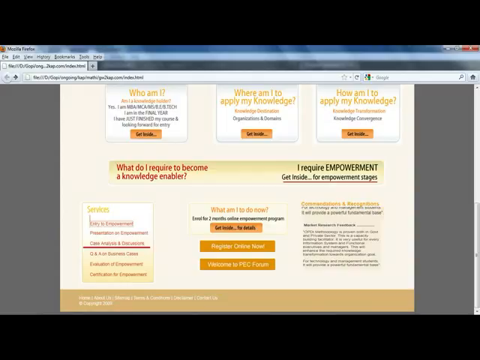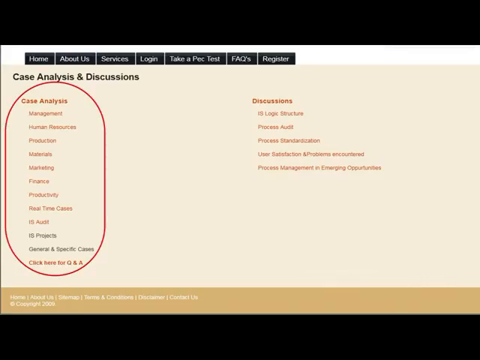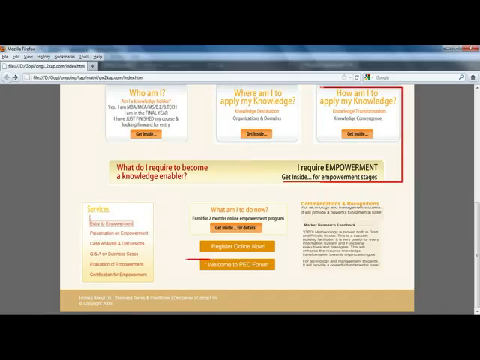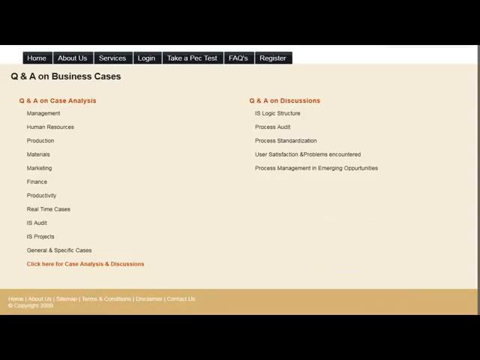Case analysis and discussions. Various topics have been covered: management, human resources, production, materials, marketing, finance, productivity, real-time cases, IS audit, IS projects, general and specific cases, and question and answers on business cases. Discussion topics are IS logic structure, that is information system logic structure, process audit, process standardization, user satisfaction and problems encountered, process management in emerging opportunities, and various FAQs on business cases covering various headings similar to the topics which we have seen earlier.